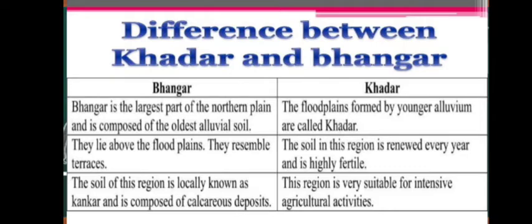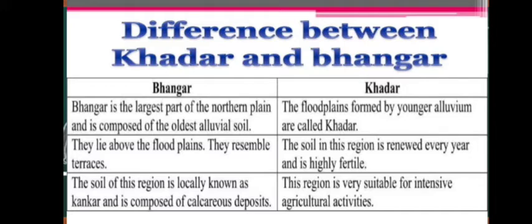Bhangar. Bhangar is the largest part of the northern plain and it is composed of the oldest alluvium. They lie above the floodplains. They resemble terraces. The soil of this region is locally known as kankar and is composed of calcareous deposit.